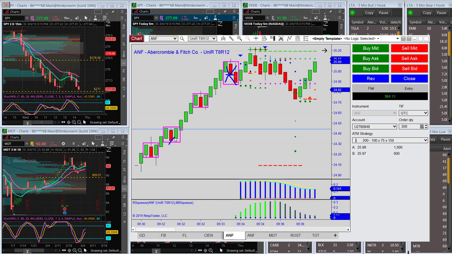Where's the sell point? Probably right there, $24.95. Where did I get out on my last one? $24.94. That's what I traded this morning.